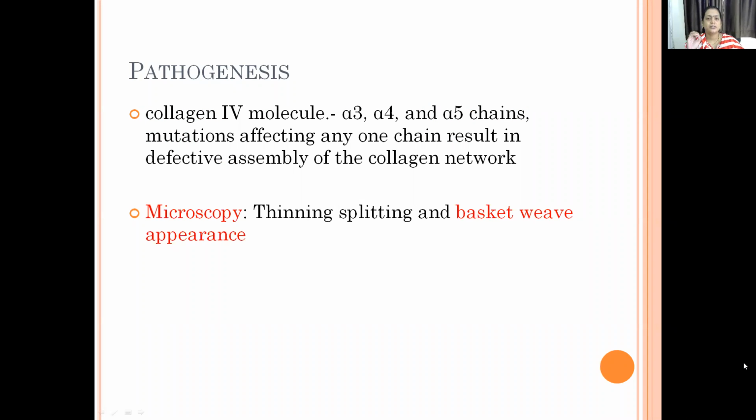The pathogenesis is obviously related to the collagen 4 molecule, which is essentially the basement membrane polymers, alpha 1 to alpha 6 chains. The main chains involved are alpha 3, alpha 4, and alpha 5 mutations. There is defective assembly of the collagen network. So what do you see under the microscope? We see a typical thinning and splitting of the basement membrane, having a basket-weave appearance. So very classical, the basket-weave appearance.